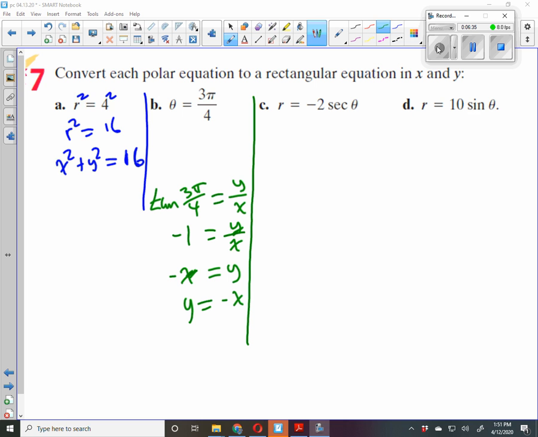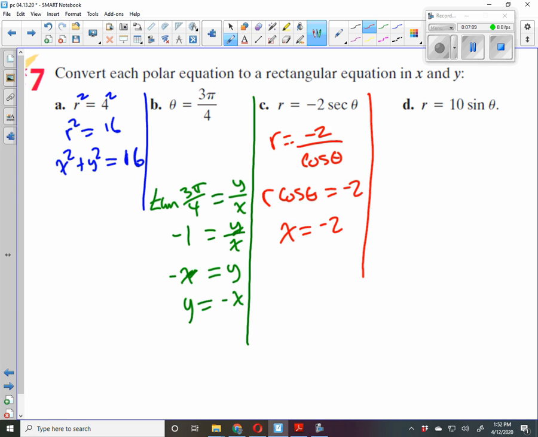Part C, they're throwing a secant at us, and keep in mind we don't have anything for secants, but if I rewrite this as r equals -2 over cosine theta, and then cross multiply, we get r cosine theta equals -2. We can replace r cosine theta with x, so x equals -2, and we're done. And you guys need to start looking at these and trying to discern which method is going to work for each one.